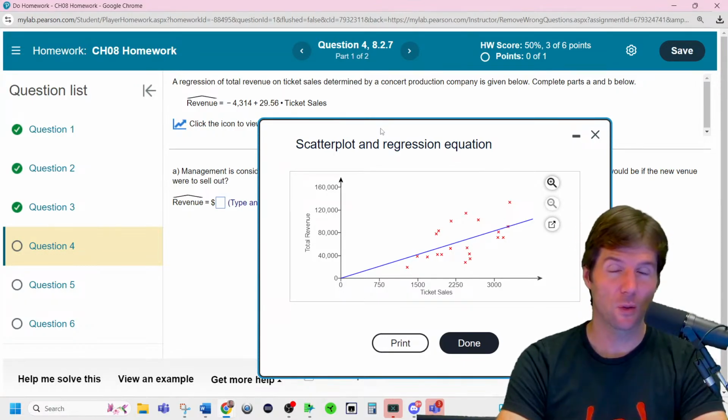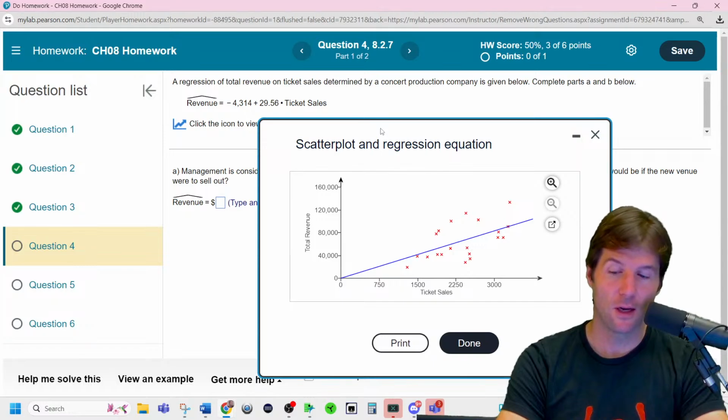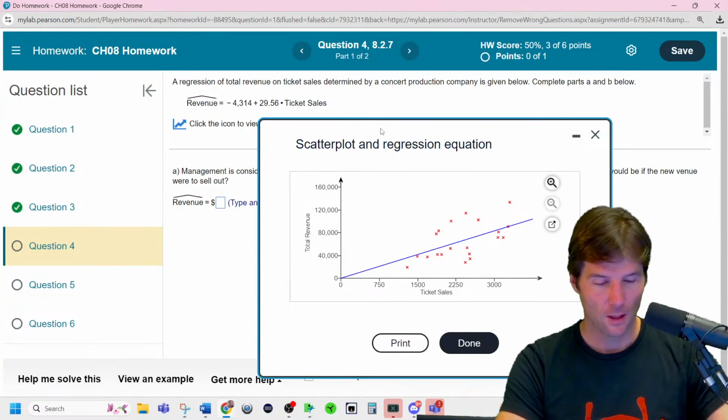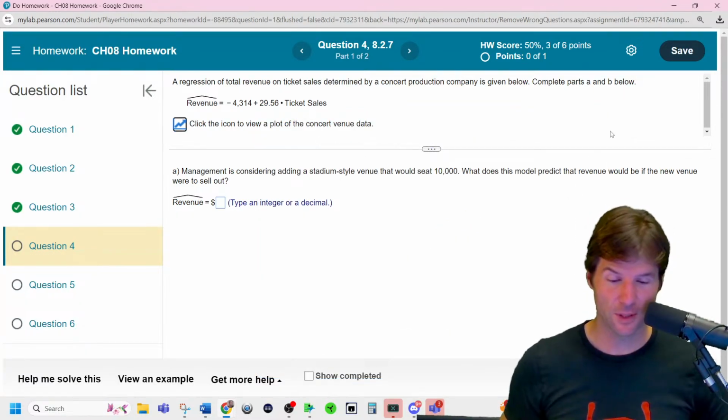We also have no data, so it's an extrapolation of the model. Then we have, for each additional ticket sale, I expect total revenue to increase by 29.56. Let's see what they want us to do here. Those were interpretations of slope and intercept.